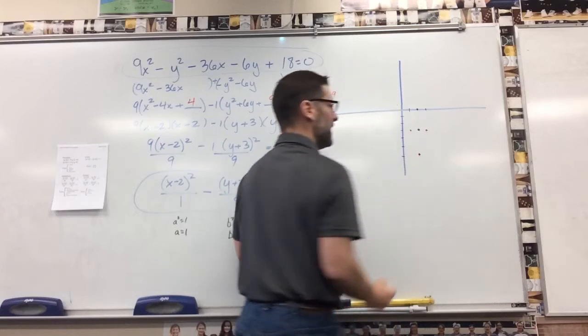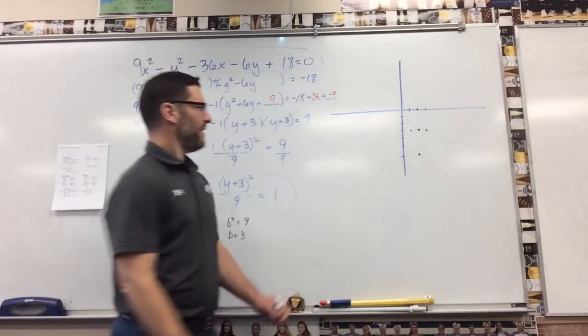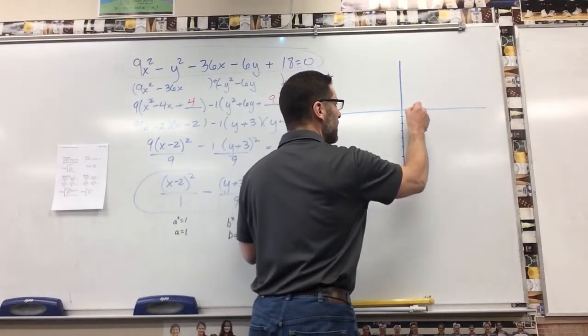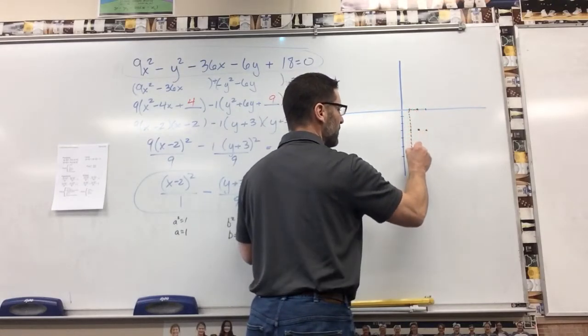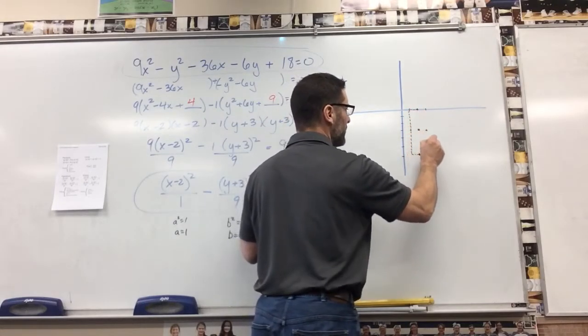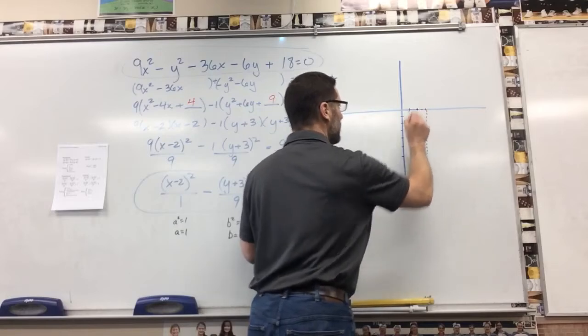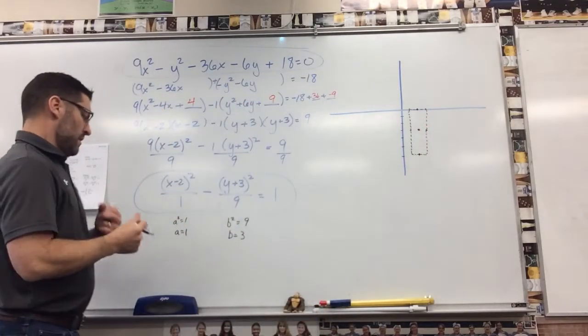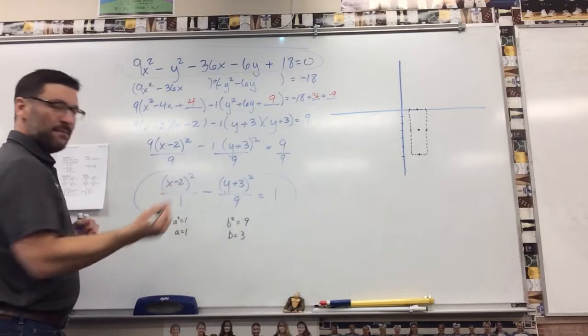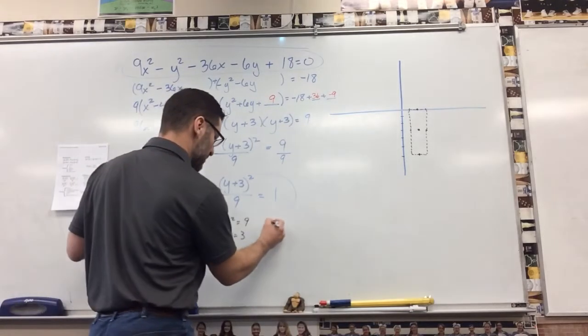Like that. And those little dots over there allow me to draw in the reference rectangle. Something like that. Okay? A and B, we got that. I'm going to go ahead and find C right now because I'm over here.